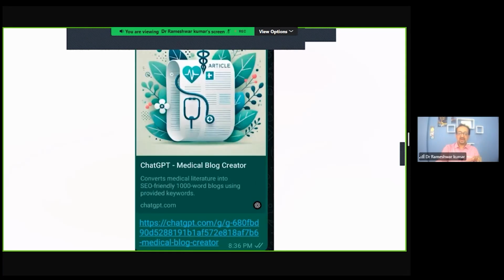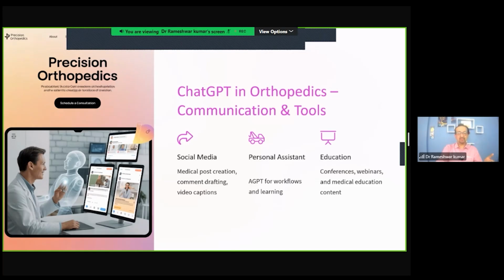This is the ChatGPT that has been created to create medical blogs. If you give it any article, based upon that, it will create a blog. And like that, for the discharge summary, I have also created some tools. So, in general, I have explored ChatGPT in different ways, right from social media, personal assistant, and education. And from here, my journey of learning artificial intelligence and using it in my day-to-day practice started.